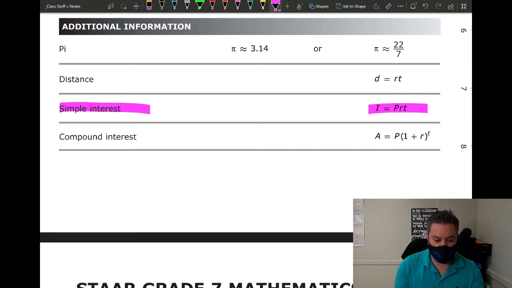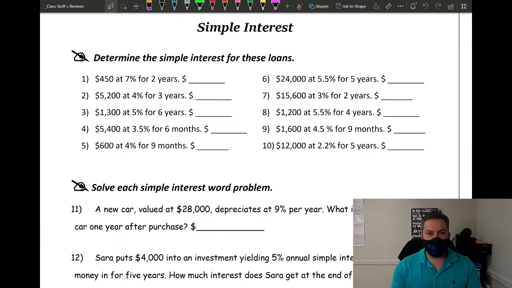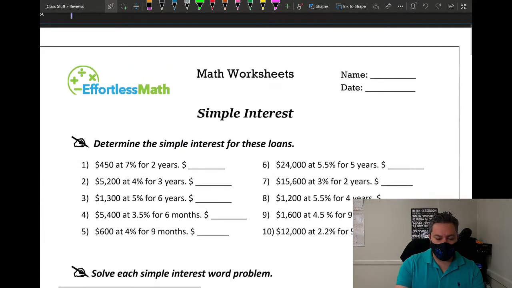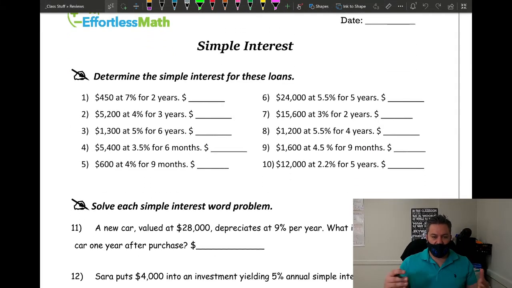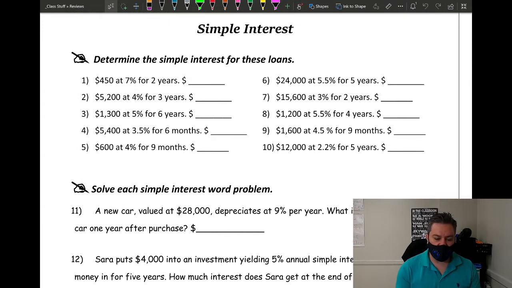So again, simple interest formula, I equals PRT. We also have another thing that is called compound interest, and we have a different formula for that, below that. And we'll talk about that whenever we need to talk about it. For now, let's go back to the assignment. All right, so this worksheet was pulled out from Effortless Math. I don't know the rights for this, but we have a lot of examples that we're going to be working with. So, simple interest, determine the simple interest for these loans.